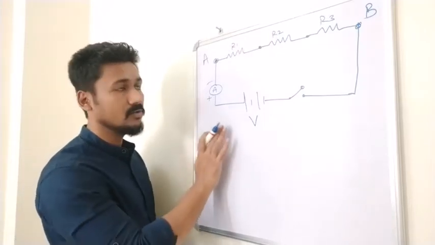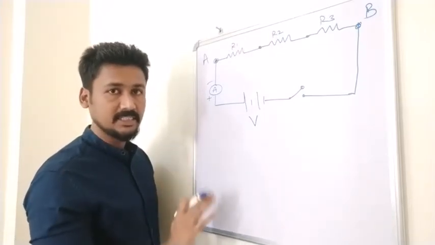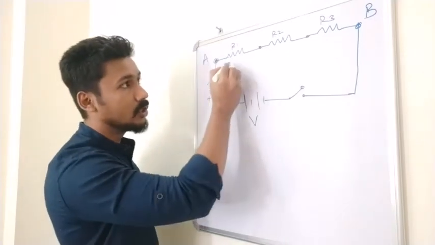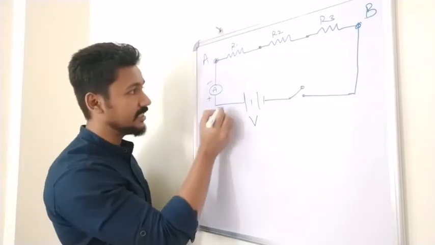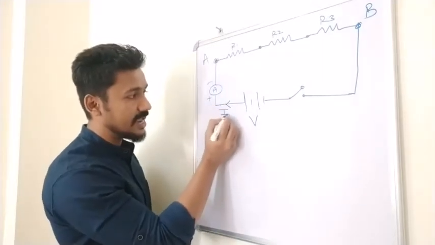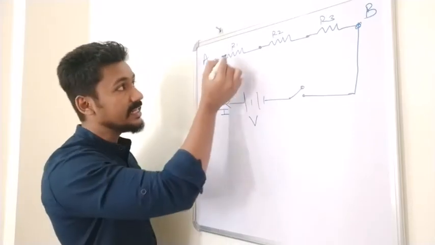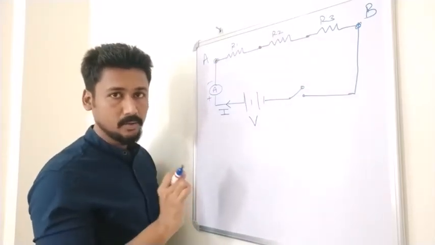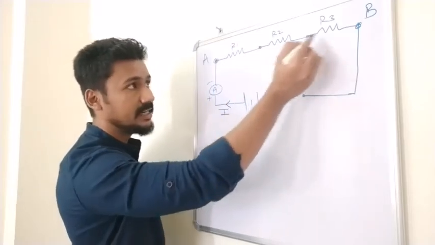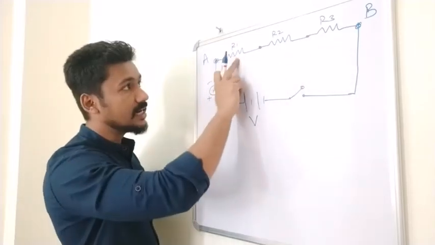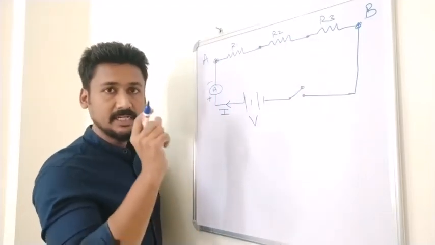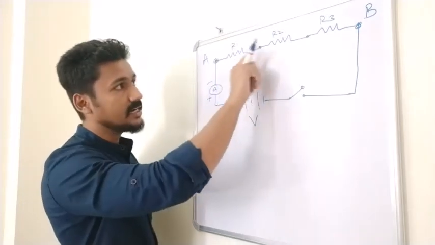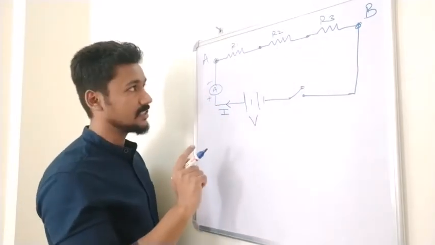Now, when you are solving the derivation for resistors in series, you are going to remember two things. First, because all resistors are connected in series, if a current I flows through the circuit, the same amount of current will flow in each of the resistors. So the current will be the same for all three resistors.